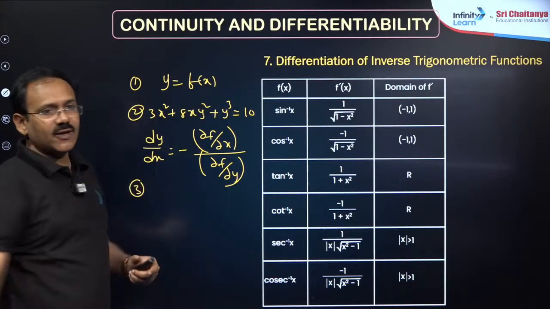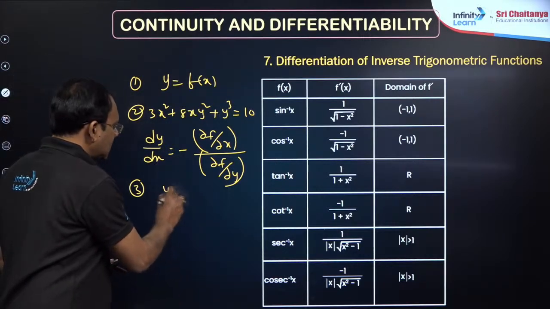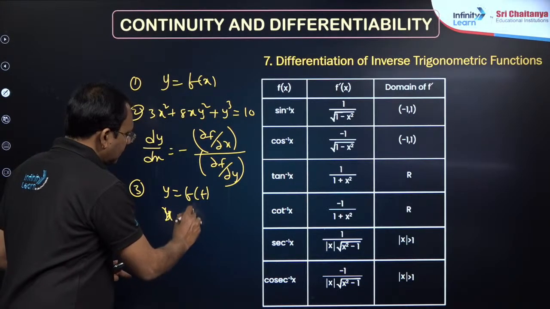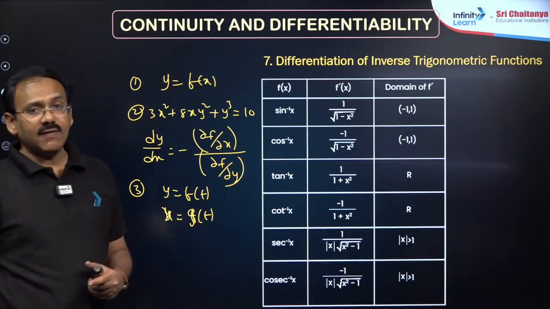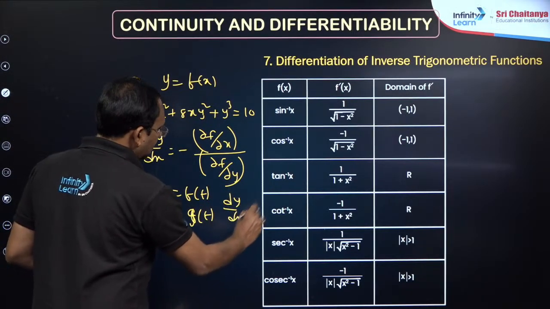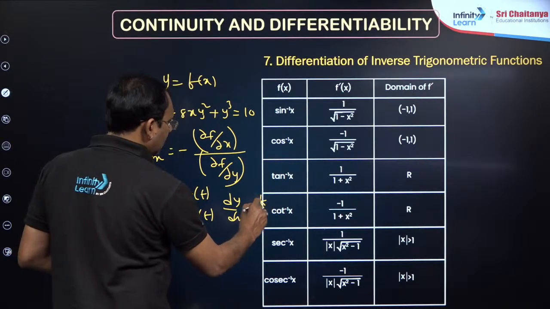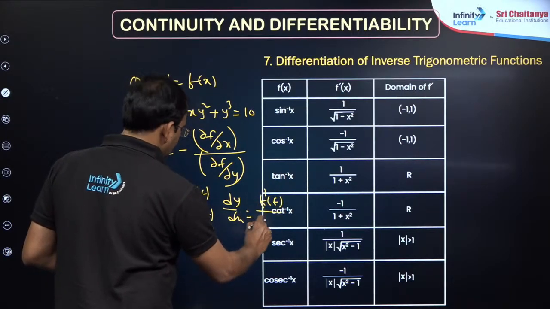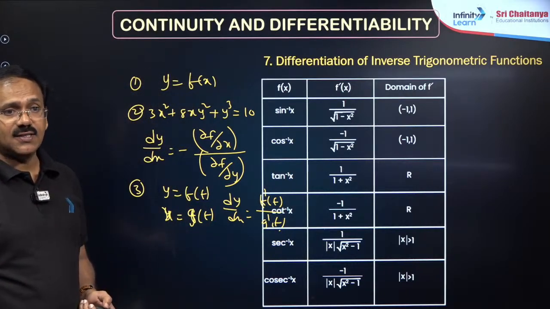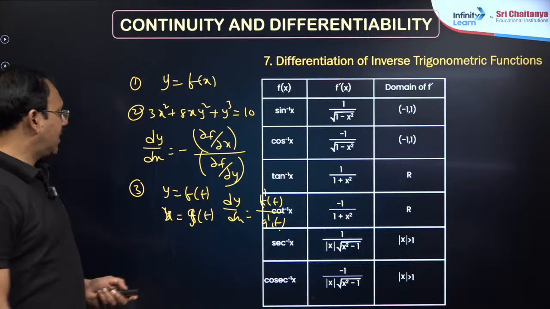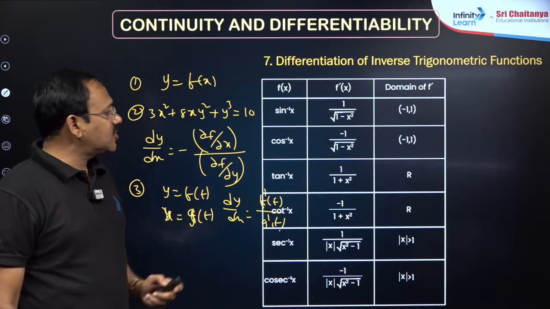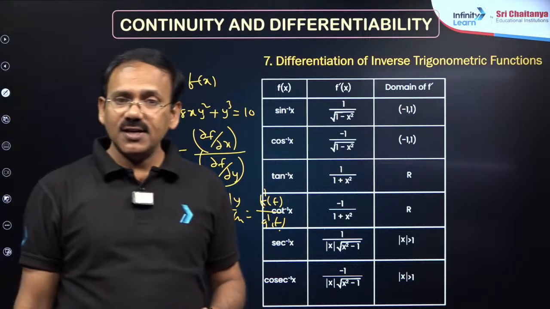Third, parametric differentiation, my dear friends. Suppose y is given as f of t and x is given as g of t. How to find dy by dx? In this case, dy by dx is nothing but f dash of t by g dash of t, or dy by dt divided by dx by dt, that's it. And in parametric differentiation, the second derivative is very, very important, dear students.